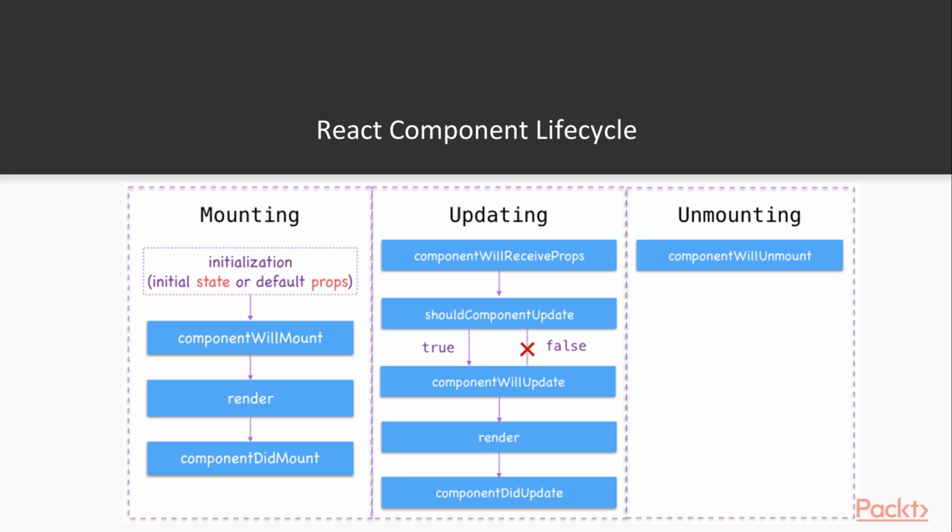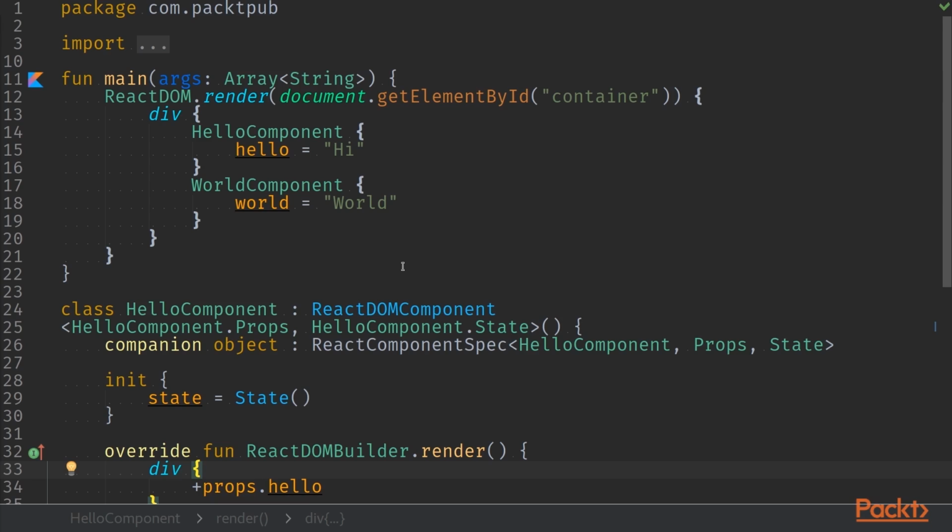The third category is unmounting, and it has only one method, that is component will unmount. This can be used to, let's say, modify the DOM if you have assigned or bound DOM elements or event handlers into the DOM itself outside of the React lifecycle. You can use component will unmount to delete or destroy those event handlers or listeners. Let's take a look at these in action.